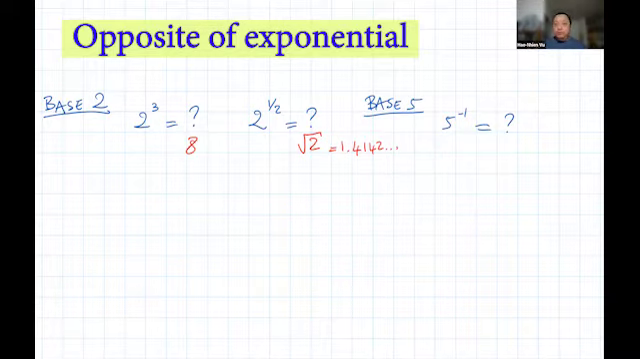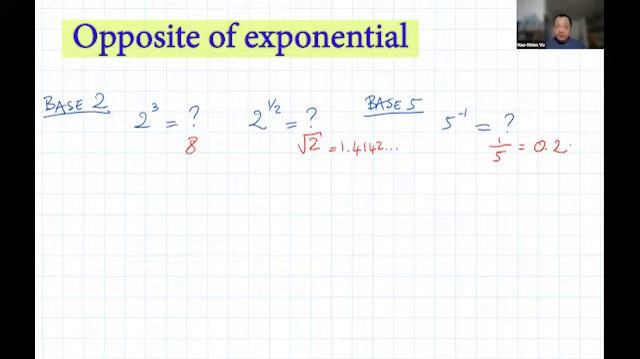Next, 5 to the negative 1. What is the negative power? Negative power means 1 over. 5 to the negative 1 is 1 over 5. You can also write this as a decimal, 0.2. These are questions that are asked in exponential form.